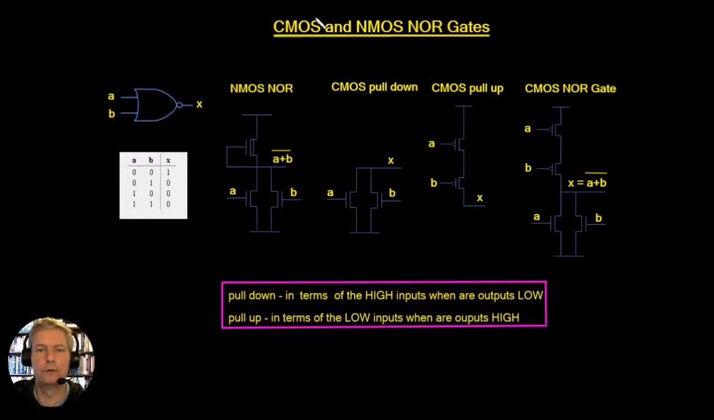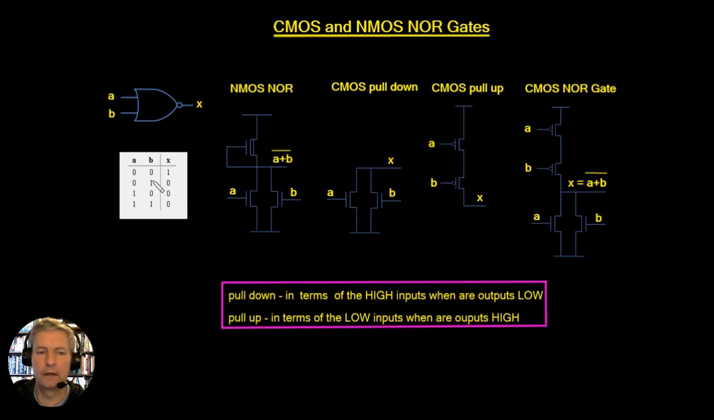Now let's work through the CMOS NOR gate. This is the NOR gate symbol here, and this is the truth table. We've already seen the NMOS NOR gate, and this is it drawn out here. Now we know again that the NMOS is a pull down logic. So in terms of the pull down logic, in terms of the high inputs, when are the outputs low?